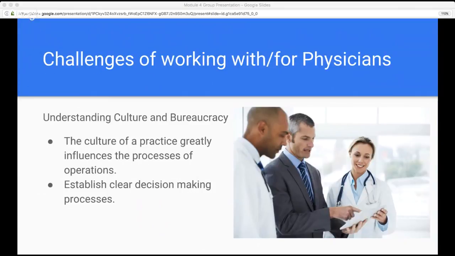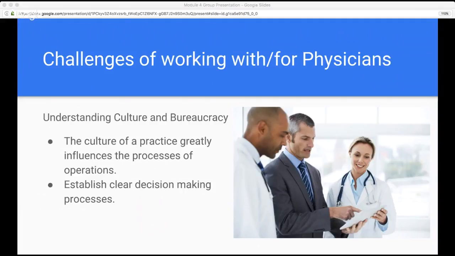Challenges of working with and for physicians, culture. In order to successfully manage a clinic, you must first understand the culture of the clinic. The culture influences how everything gets done. The office, staff, and physicians influence that culture. One of the challenges of a manager is to work with that culture to improve the practice. This is done through working together as a collective practice team to make changes.